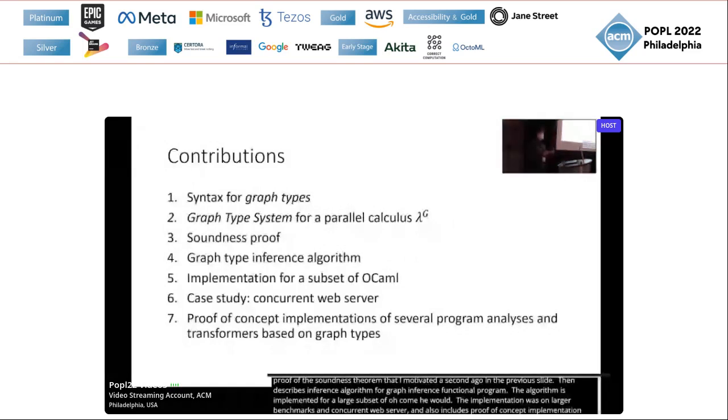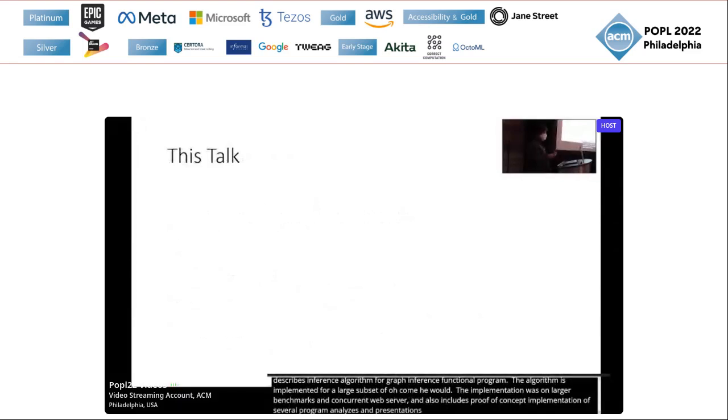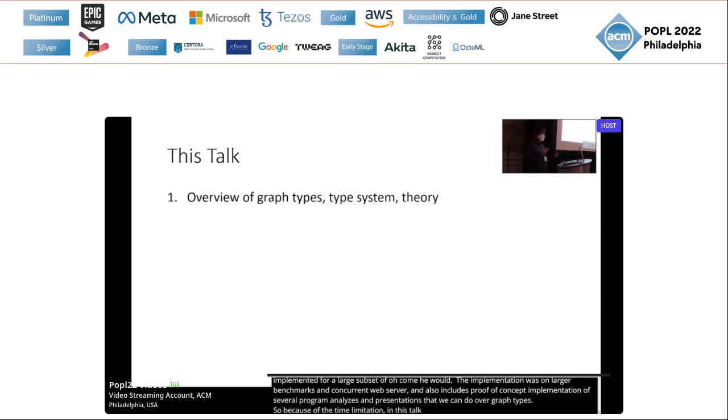So because of the time limitation in this talk, I'll primarily give an overview of graph types, as well as the graph type system used to assign graph types to expressions, and some of the results proven in the paper.